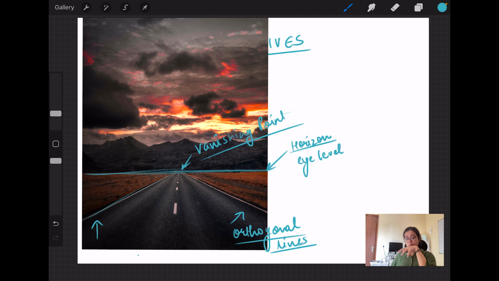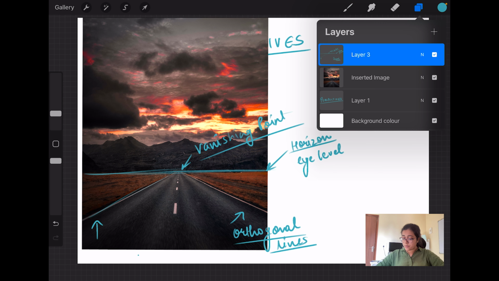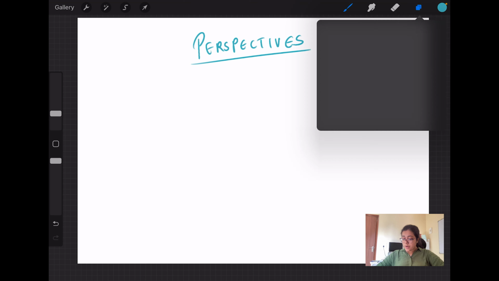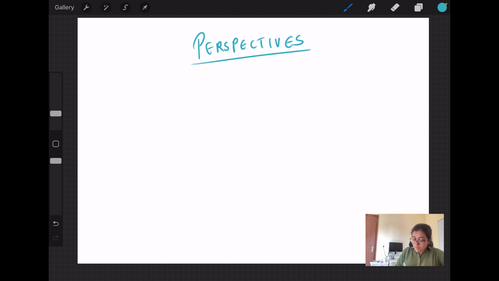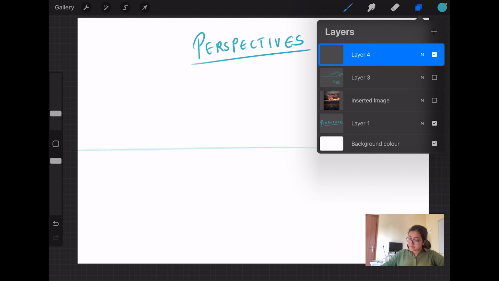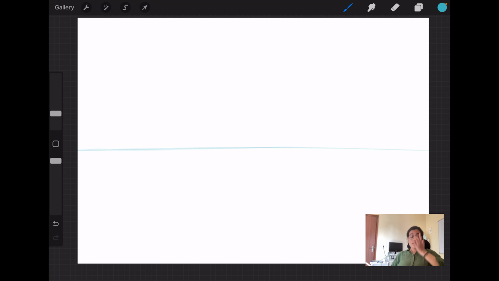Okay, so that's all the terms which are required to understand it. So let's begin our normal drawing. There's one more thing. Suppose this is your horizon line, all right? This is your horizon line, and let's get started with how you draw 3D. First, let me tell you about perspectives as well.